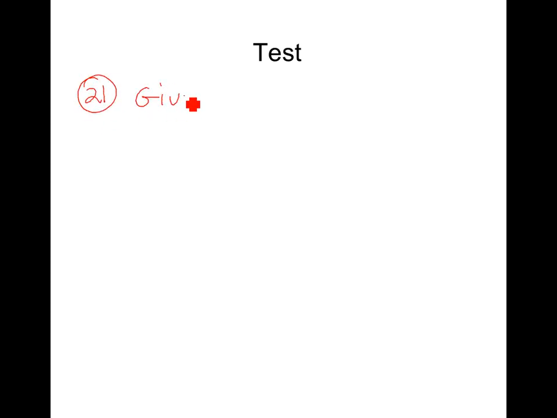Somebody read me the given. WX equals YZ. What are we trying to prove? WY equals XZ.